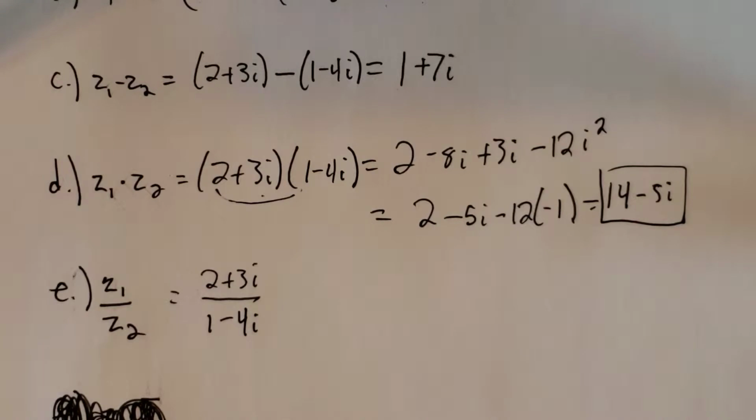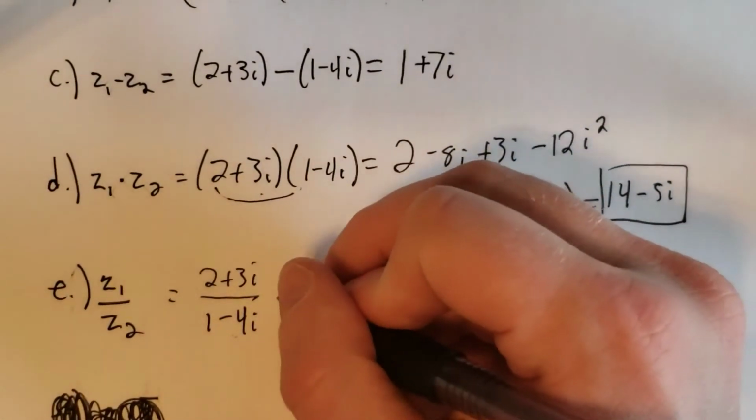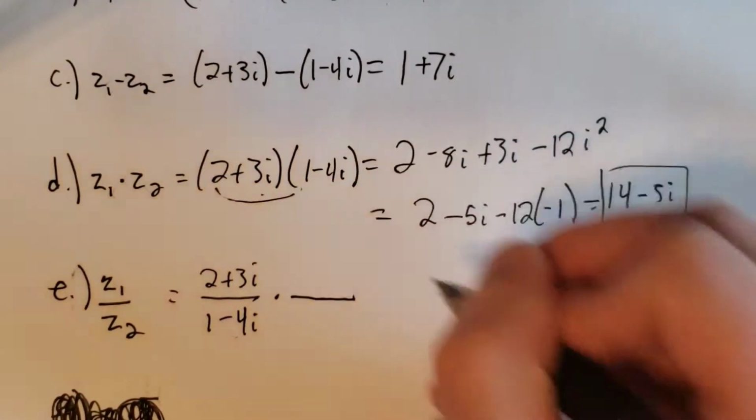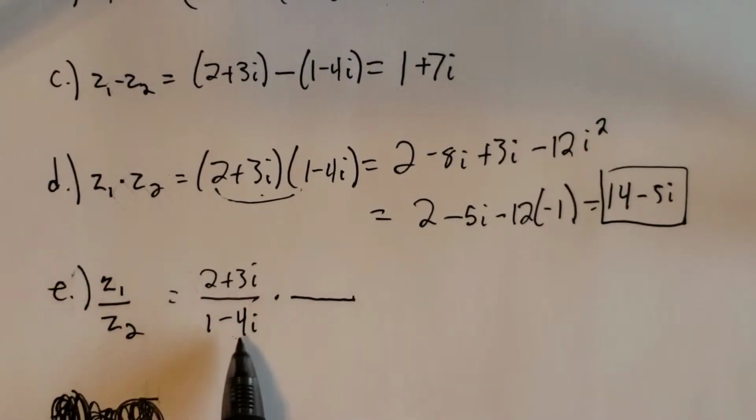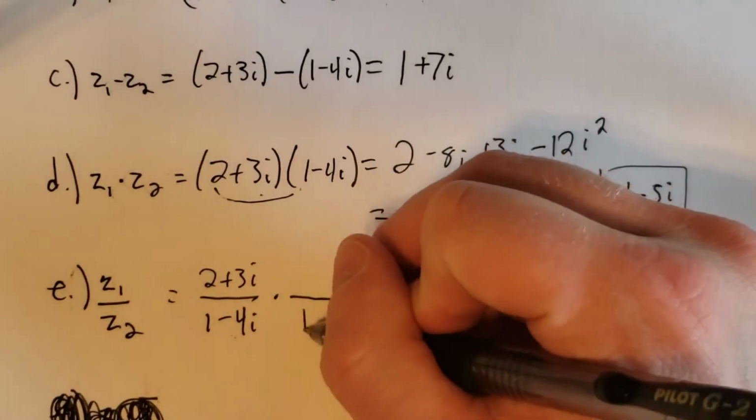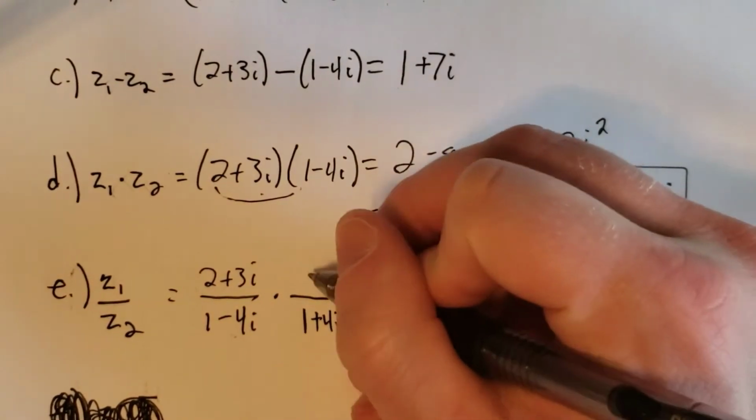But what representation of 1 do we want? We want to write the conjugate of the denominator in both the numerator and the denominator of a new value that we're going to multiply by. So what is the conjugate? The conjugate just takes the imaginary part and takes the negative of that. So 1 minus 4i becomes 1 plus 4i.